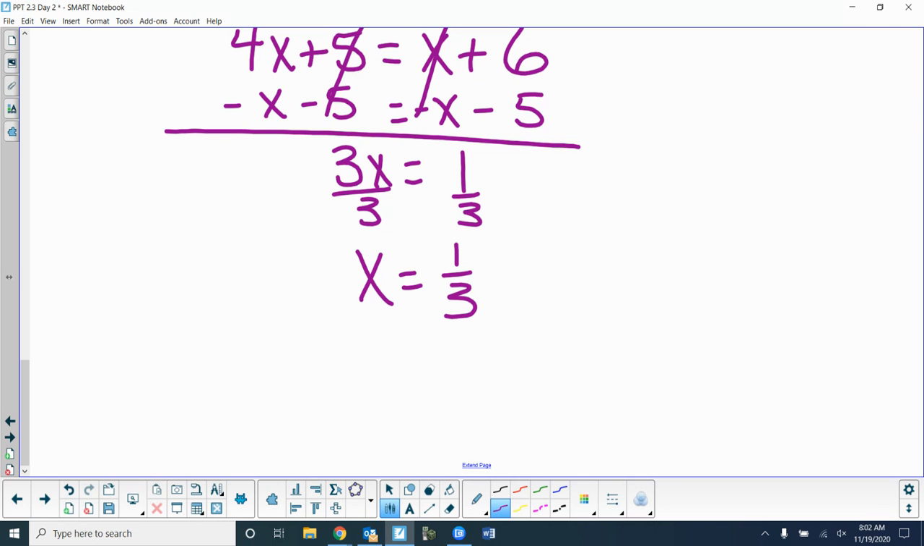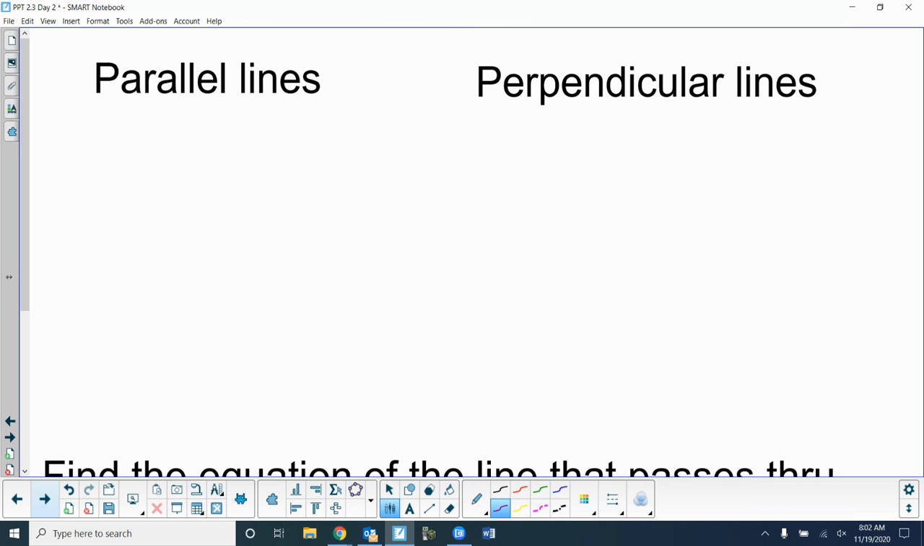Questions? Got that, Z? Okay, what do we know about lines that are parallel? They have the same slope, right? What do we know about perpendicular lines and their slopes? Opposite reciprocals. Very good.